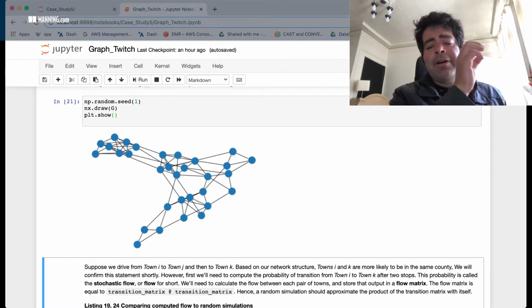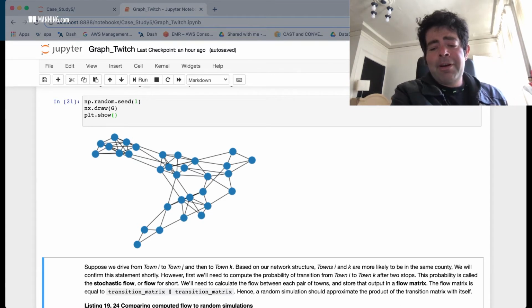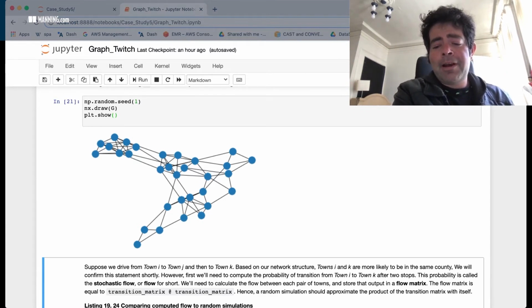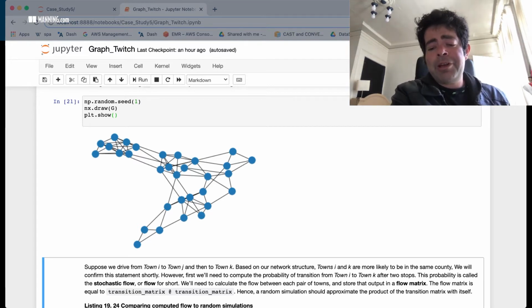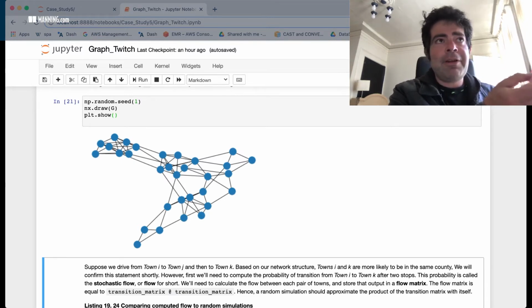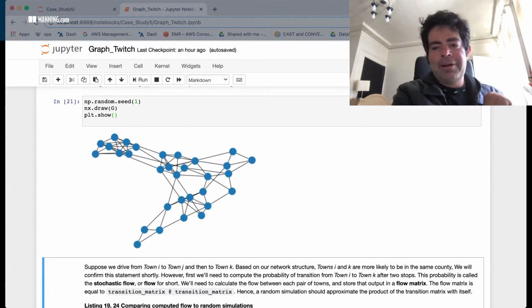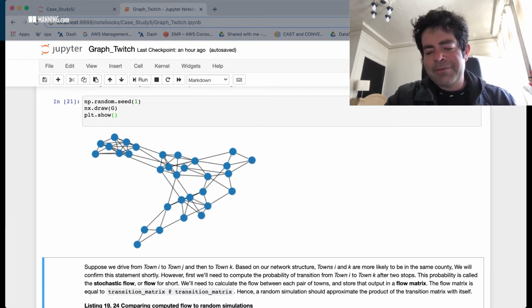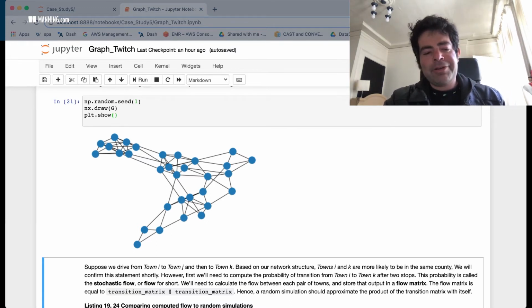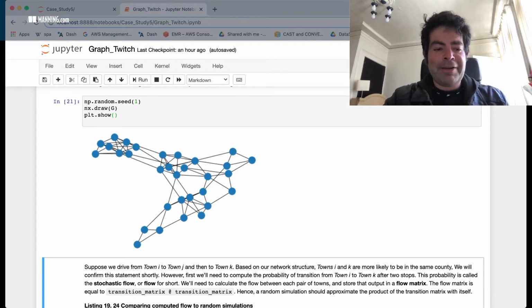In our case, we are going to define flow using a very, very simple definition. We're going to say that the flow between town i and town j equals the probability that if I start my car in town i, I'm going to wind up in town j after two stops. This is very close to our initial definition of the transition matrix, where entry ij corresponded to the probability of traveling directly from town i to town j. But now the travel is indirect because it requires 2 stops.